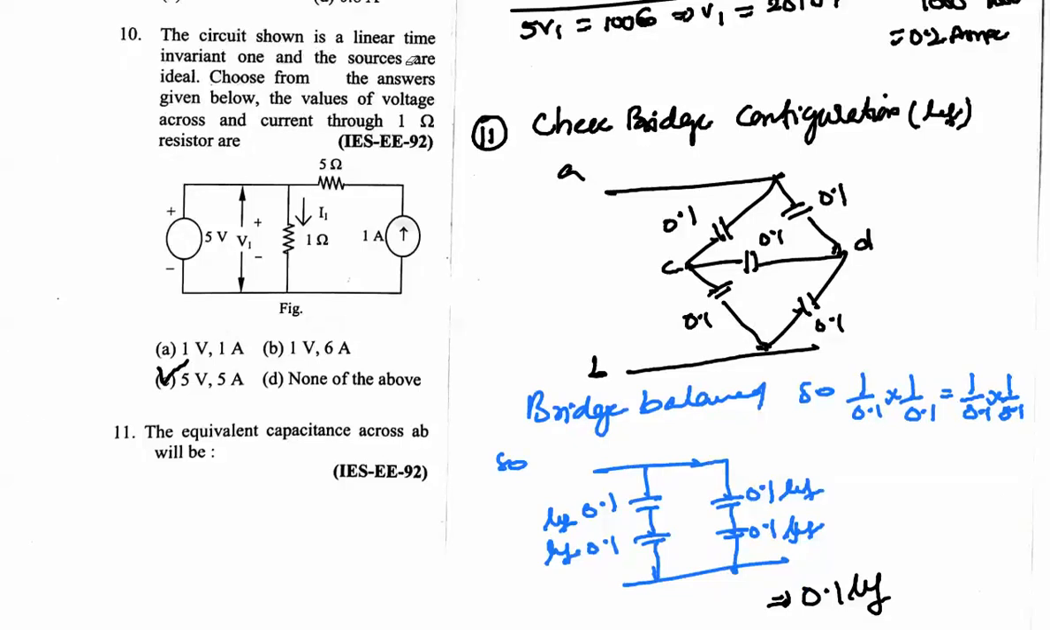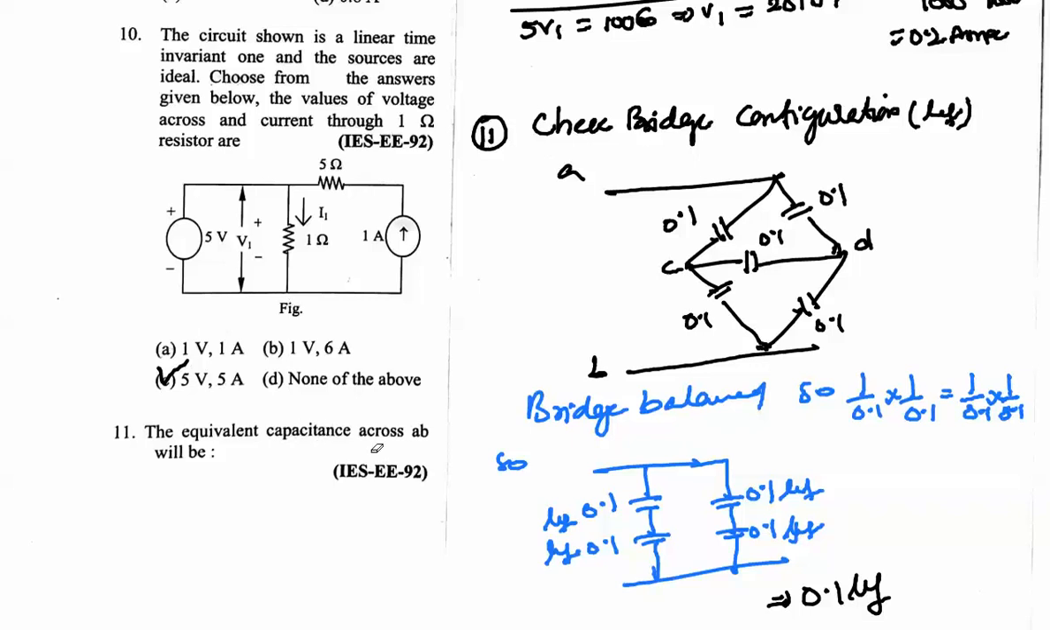The circuit shown is a linear time invariant one, and the sources are ideal. Choose from the answers given below the value of voltage and current through the 1 ohm resistance. So this type of problem we have done earlier: the 5 volts is the voltage across this resistance, so the current is I equal to V by R, that is 5 amps, 5 volts. So this type of problem we have seen earlier.